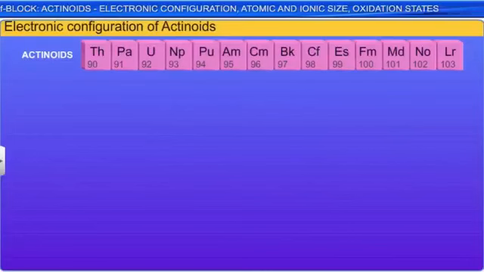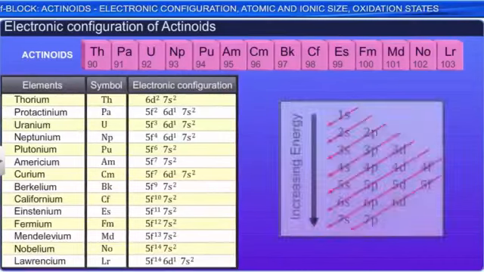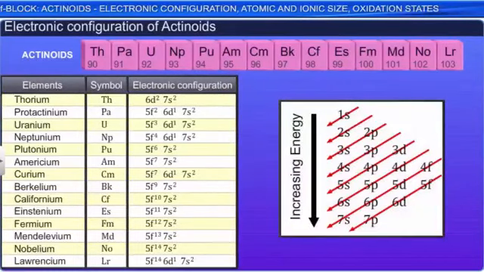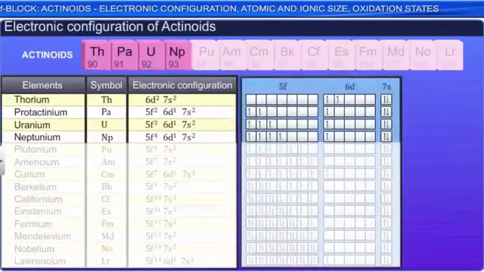Since the difference in energy between the 5f and 6d orbitals is small for the first four elements thorium, protactinium, uranium and neptunium, the electrons in these elements and their ions may occupy the 5f or the 6d levels, or sometimes both. However, note that the filling of the f orbital starts only at protactinium and not at thorium.